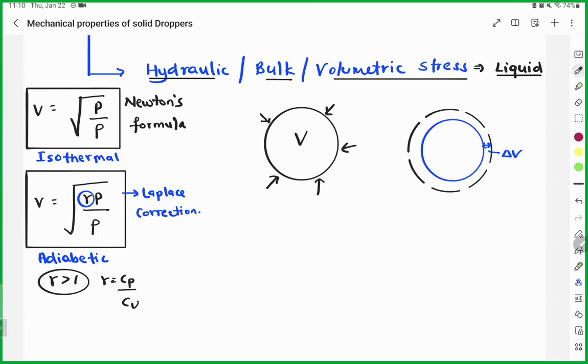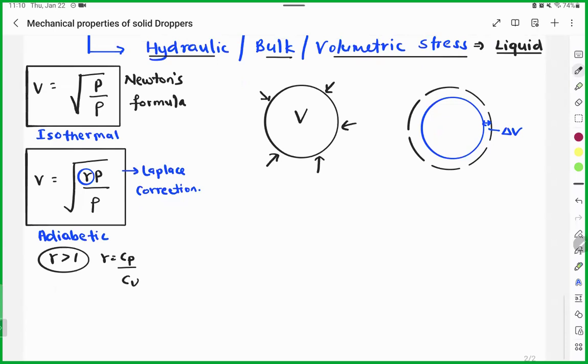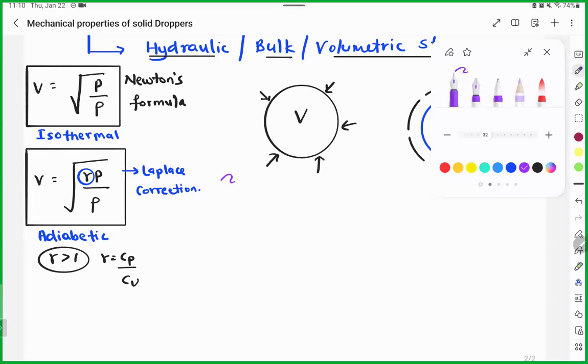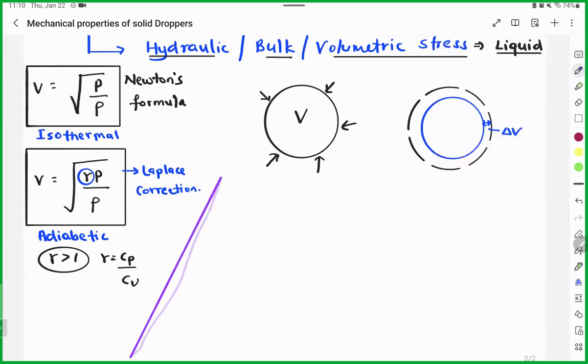Any doubt? So 1 minute, just copy it. Next part will be too easy. I will finish in this page only.